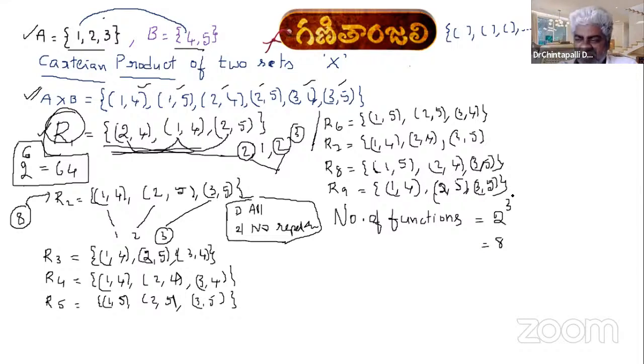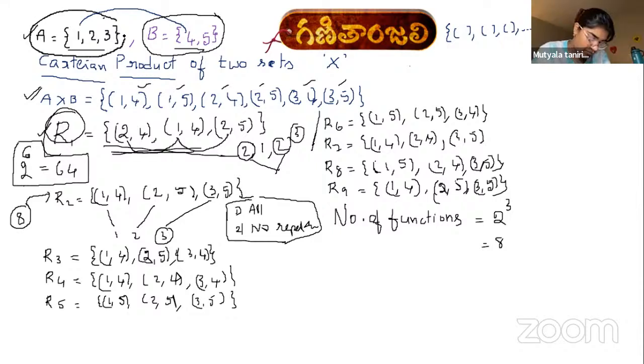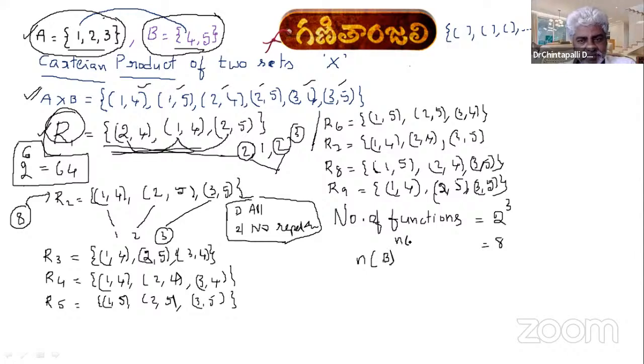How to get the number of functions? Number of elements in B to the power of number of elements in A. Tomorrow you will have a lot of questions from this theory. So the formula to find the number of functions from A to B is n(B) to the power n(A). The number of relations is 2 to the power n(A) times n(B).